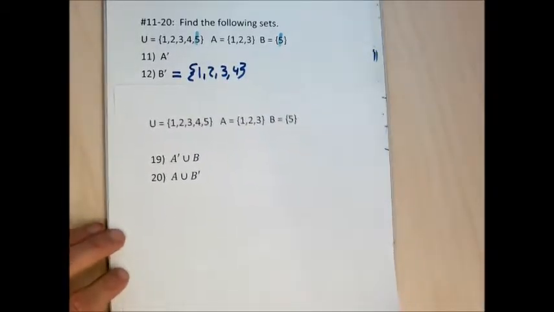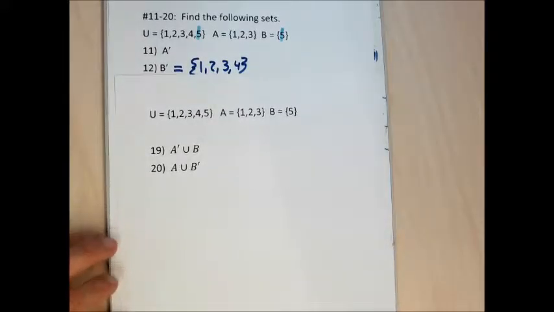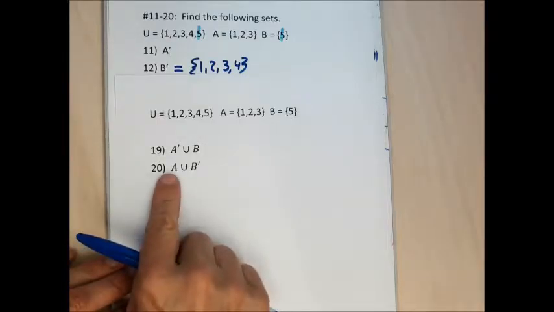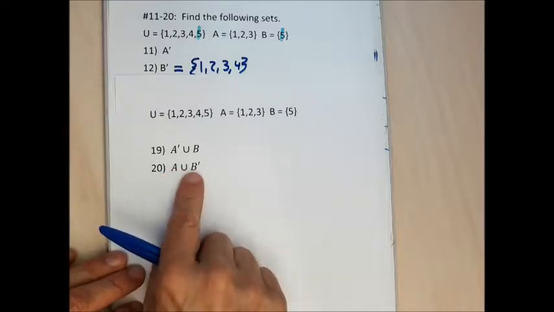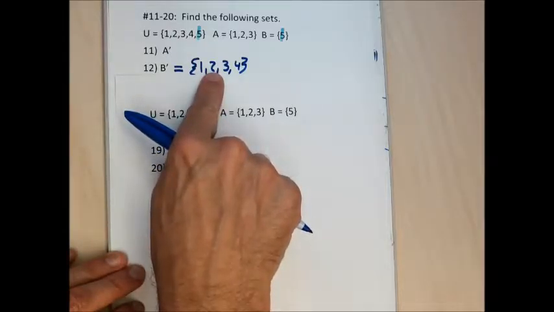All right, 19 and 20, and then we're going to get into working with 3 sets as opposed to just sets A and B. We're going to toss on a set A, B, and C. So 20 is A union B complement. I need to do B complement first. B complement is 1, 2, 3, 4.